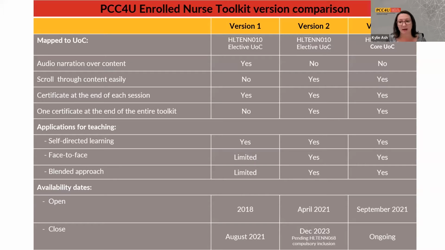With the updated training package last year being released and the new packaging rules, we have a new unit of competency in palliative care, HLT ENN 068, and that was released in mid-2021 as a core unit of competency. So version 3 has been redeveloped and mapped to the updated unit of competency, and I'll discuss later some of the changes that have been put in place for that one. And at the moment, we just have that available to educators on request in our learning management system.